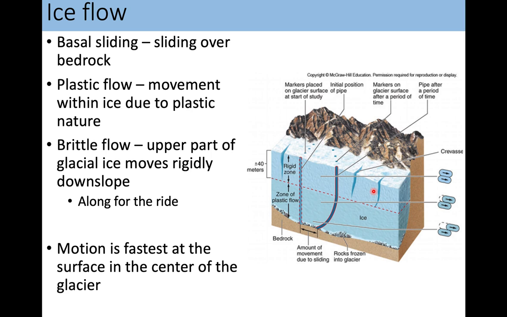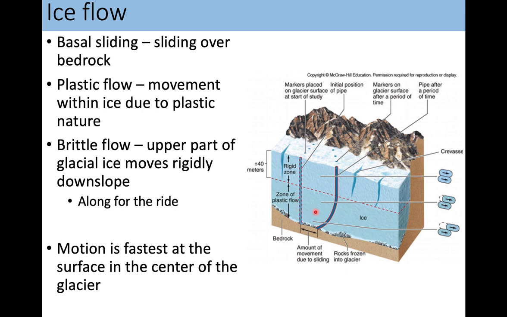So there's two different types of flow, which will be important for you to know. There is plastic flow and brittle flow, or rigid flow. Plastic flow is where the ice is under so much pressure, at depth, that the ice actually moves like a plastic. So it flows like a plastic, so it doesn't move in a straight line.